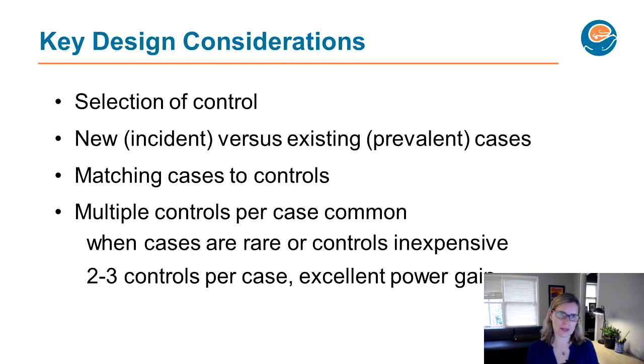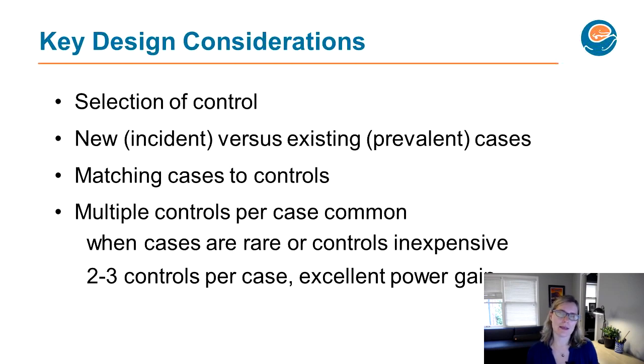Selection of controls. This actually can be very difficult to get right. And so you have to be incredibly thoughtful and careful about how you decide what the control group is, how they're identified, and if they represent the whole state of Washington of people who don't have the disease. So this is an area where it's really good to consult somebody who knows a lot about study design methodology in terms of how you identify your controls.